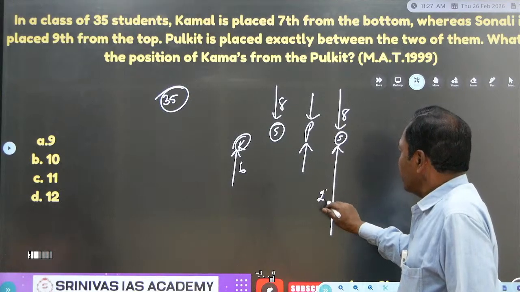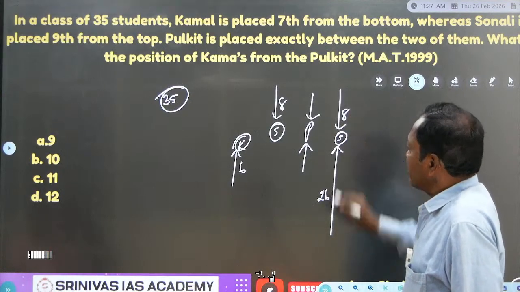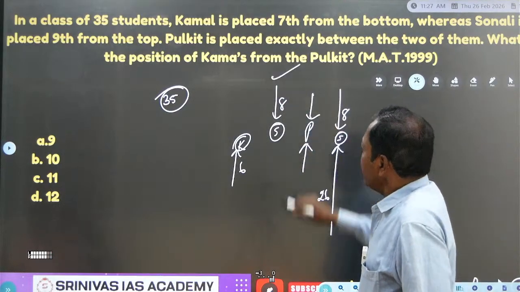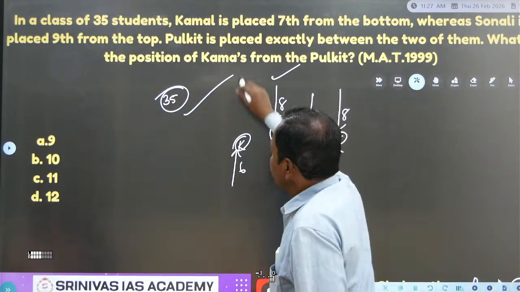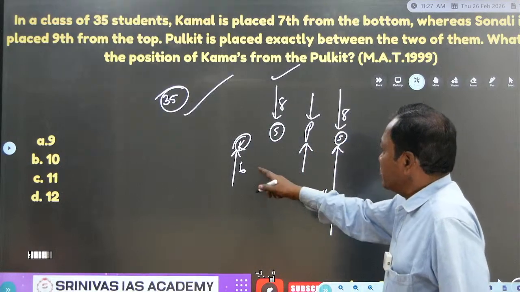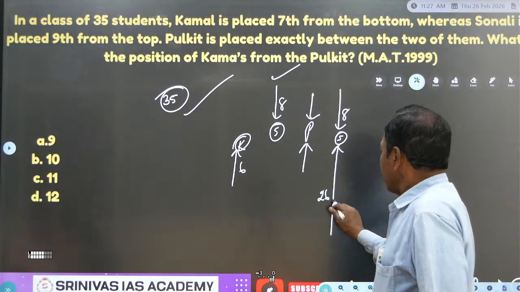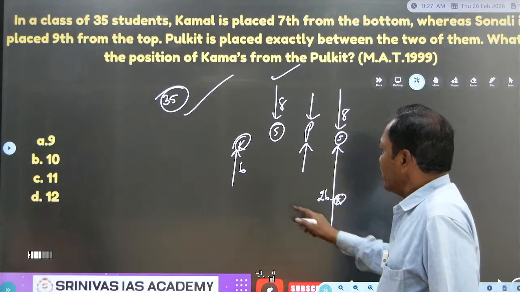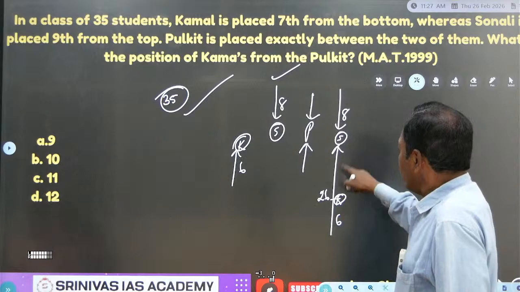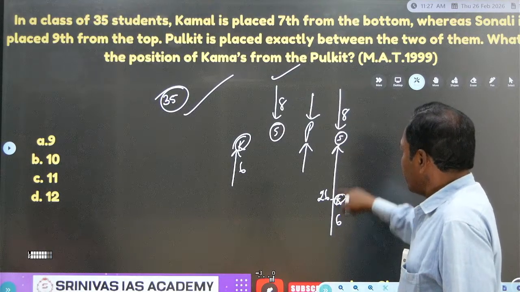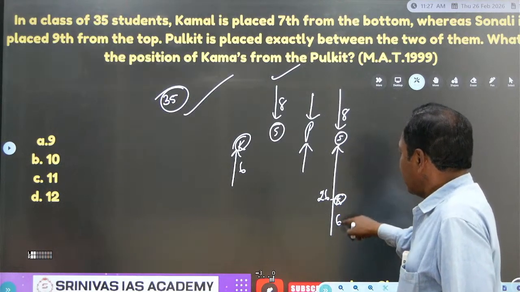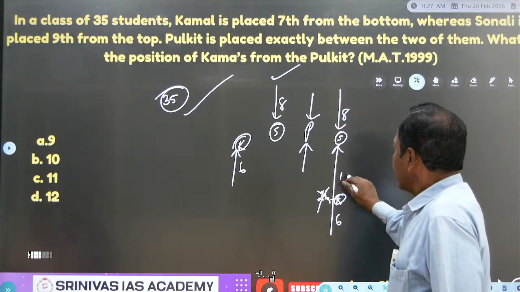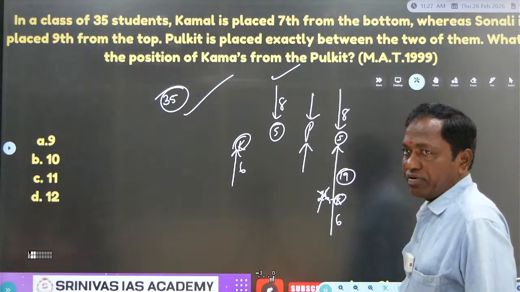26. Okay. 26, 27 plus 5, 35. That's right. Now, what is needed? Now this information is taken, and this is Komal's position you have to take. Komal comes here. What is Komal? 6 here. It means how many people will come here? This is totally 26. 26 minus 7, 19 will come. 19 will come here. Okay.